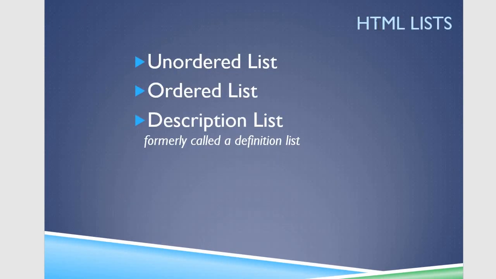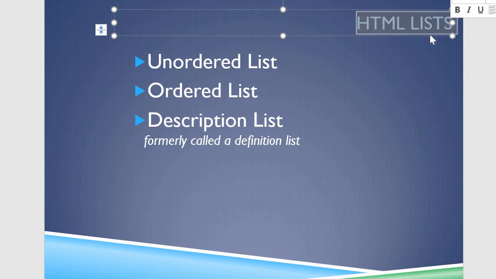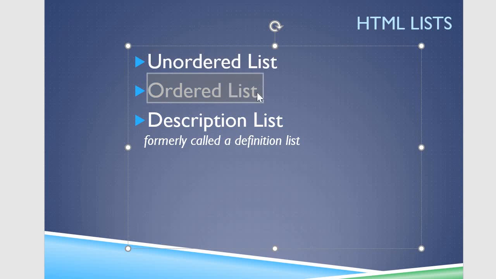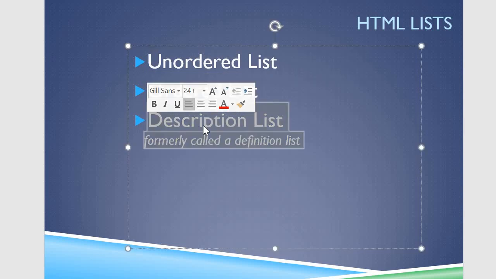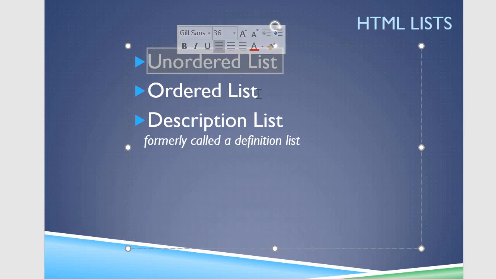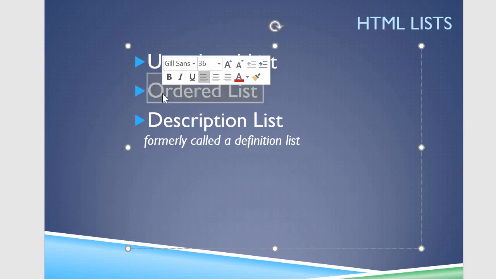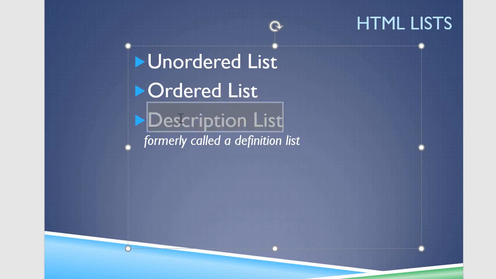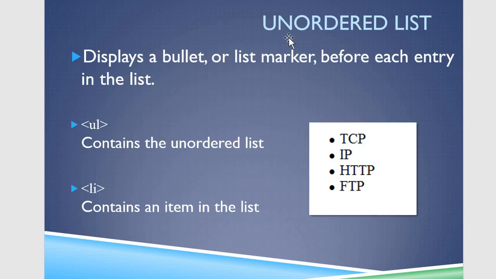See the different types of HTML list. I hope you already know about this: unordered list, ordered list, and description list. There are three types of HTML list. You have to study the theory of unordered list, ordered list, and description list, and explain with examples.